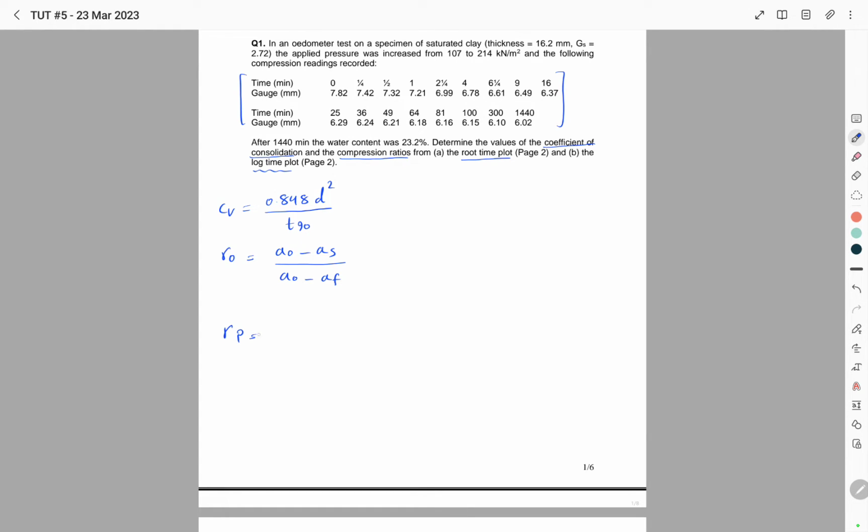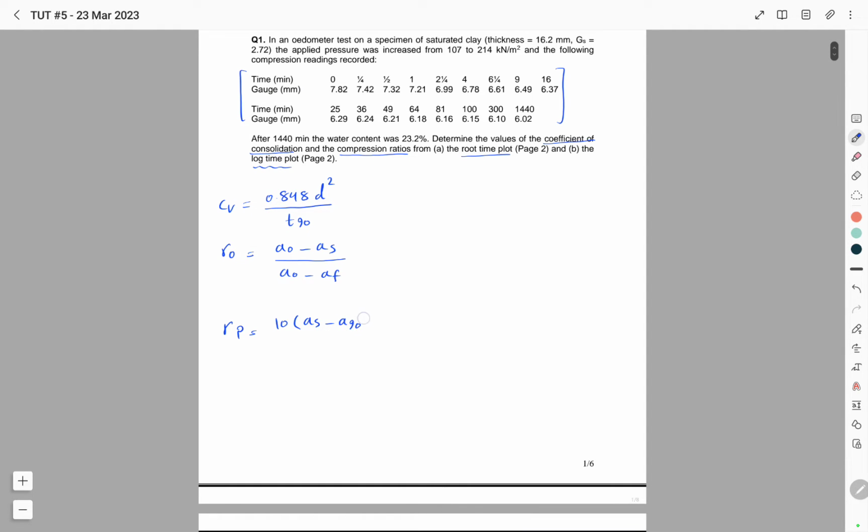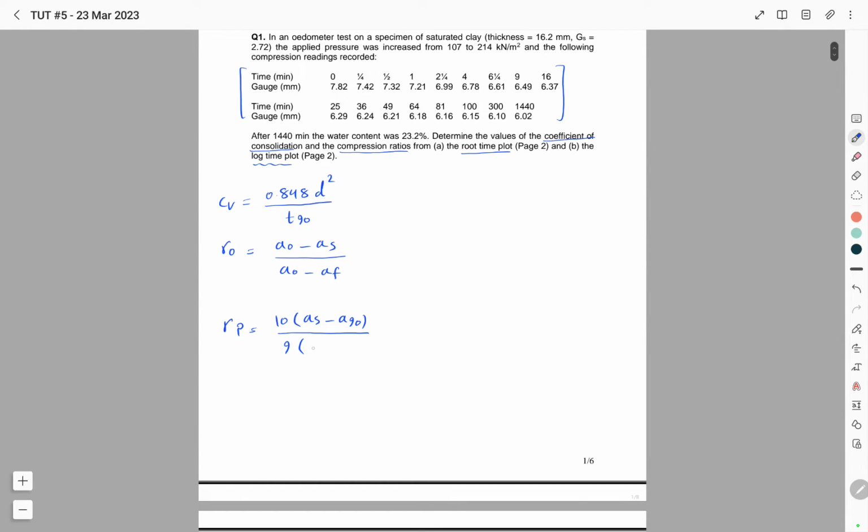For RP, we have 10 times AS minus A90 divided by 9 times A0 minus AF, and for RS we have 1 minus R0 plus RP.